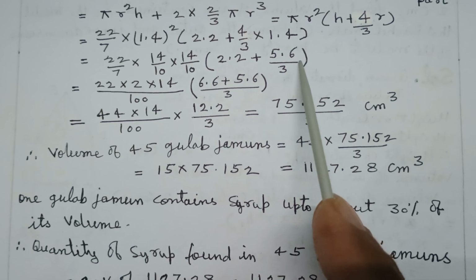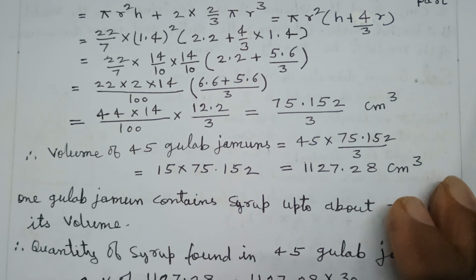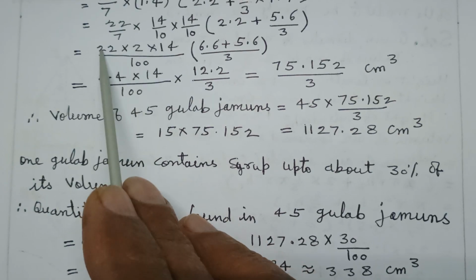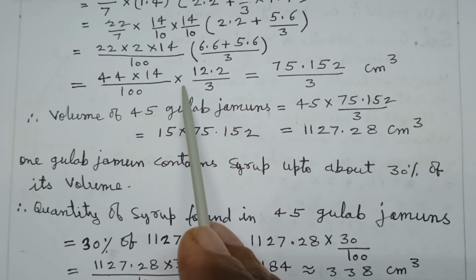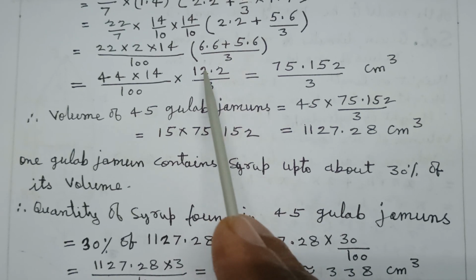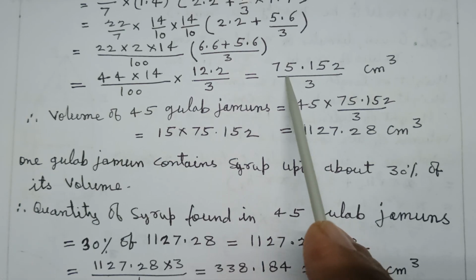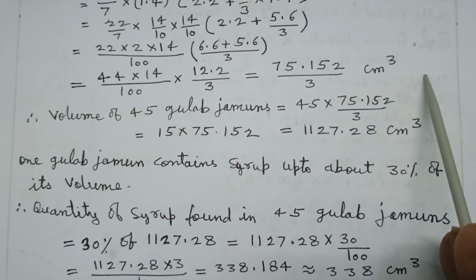6.6, here we took the LCM, so this became 6.6 plus 5.6 upon 3 is equal to 44. We multiplied 22 and 2, so 44 into 14 upon 100 into, we added these, so 12.2 upon 3 is equal to 75.152 upon 3 centimeter cube.